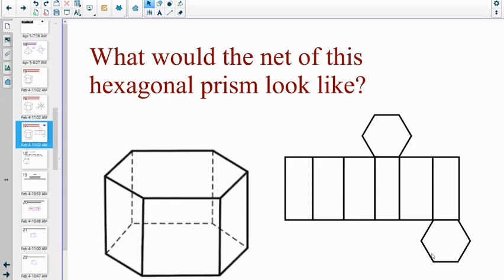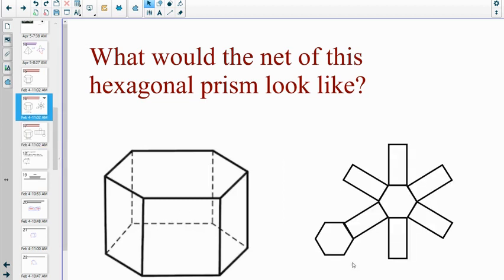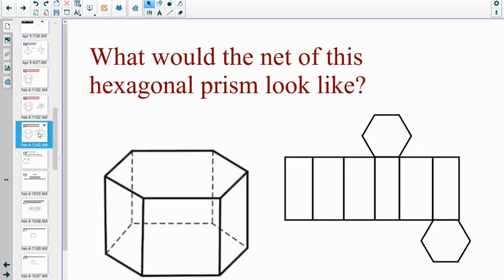The reason this one's useful is instead of looking at this as 1, 2, 3, 4, 5, 6, 7, 8 different shapes that I would have to find the area if I'm trying to find a surface area, for this one, I can think of this as just 3 shapes. I've got the 2 hexagons, and then I've got this great big rectangle.